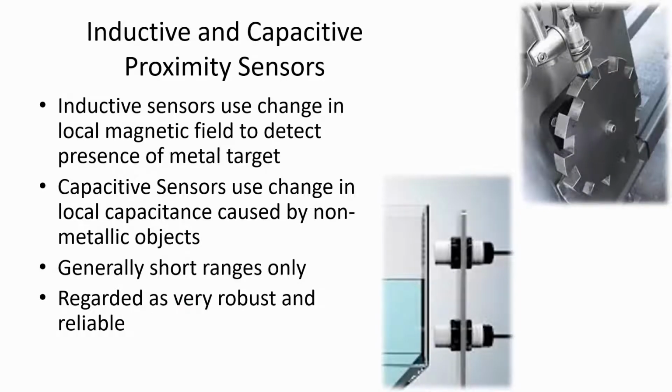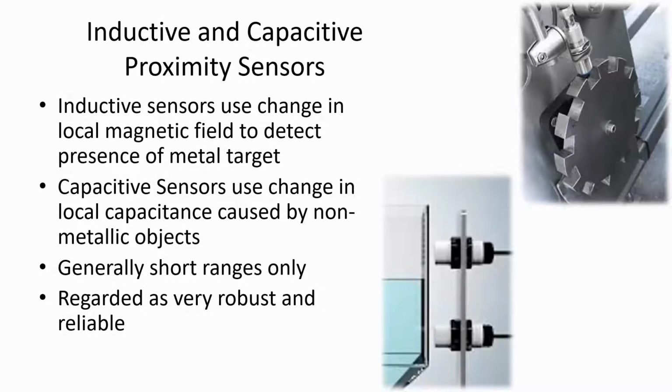The inductive sensors use change in local magnetic field to detect the presence of a metal target. Actually, these inductive proximity sensors sense the presence of metal objects, and the capacitive sensors sense change in local capacitance caused by non-metallic objects. So for detecting non-metallic objects, capacitive sensors are used, and for sensing metallic objects, inductive proximity sensors are used. These sensors are generally short range only.